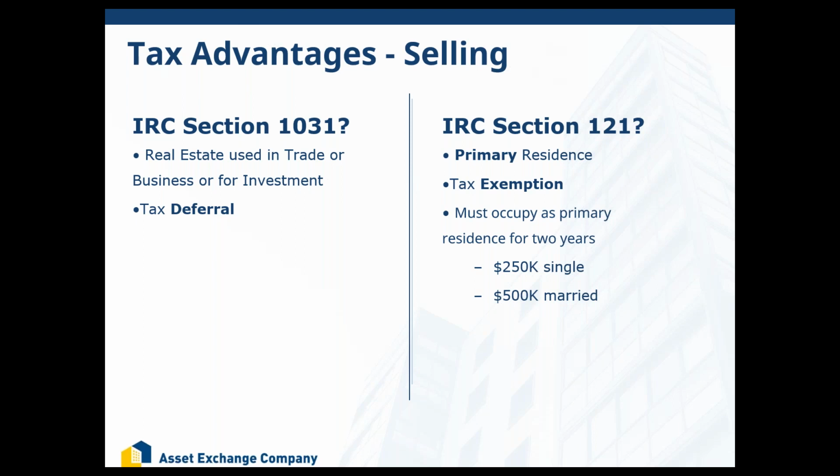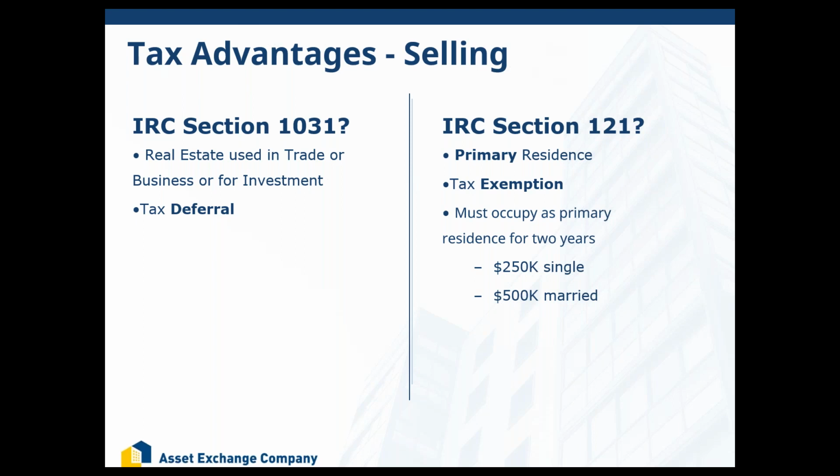Now, what about your primary residence? Can you do a 1031 exchange on your primary? And the answer is no. For your primary, you may qualify for what they refer to as a Section 121. All right, and the guidelines for the 121 are you had to have lived in the property as your primary 2 out of the last 5 years, any 2 out of the last 5 years.